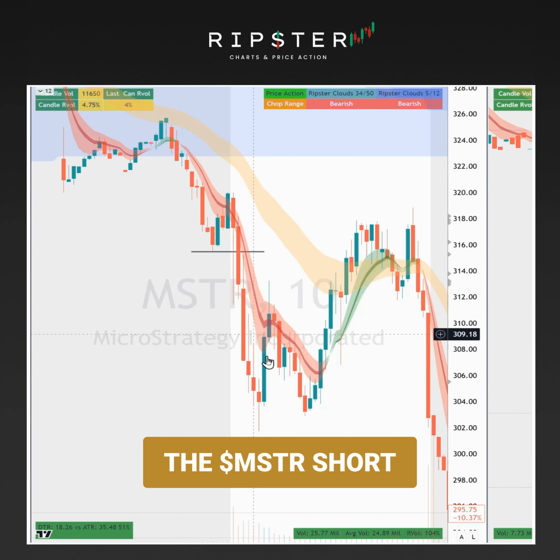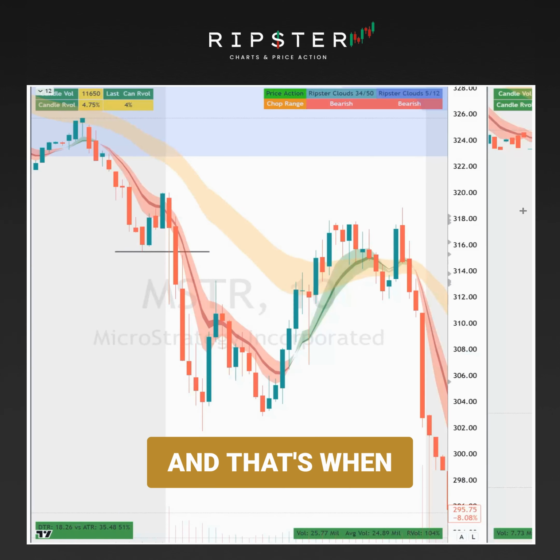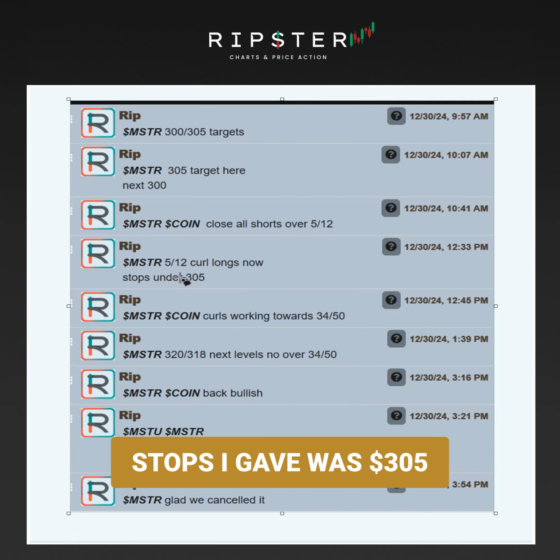But what I'm going to show you here is my Ripster 512 curls, and this is where we made the big money on the MSTR. That was this 512 curl right here. We closed the shorts over 512s. So we already know that we're going to close the MSTR shorts over 512s, and that's when we go long on MSTR. Stops I gave was 305.